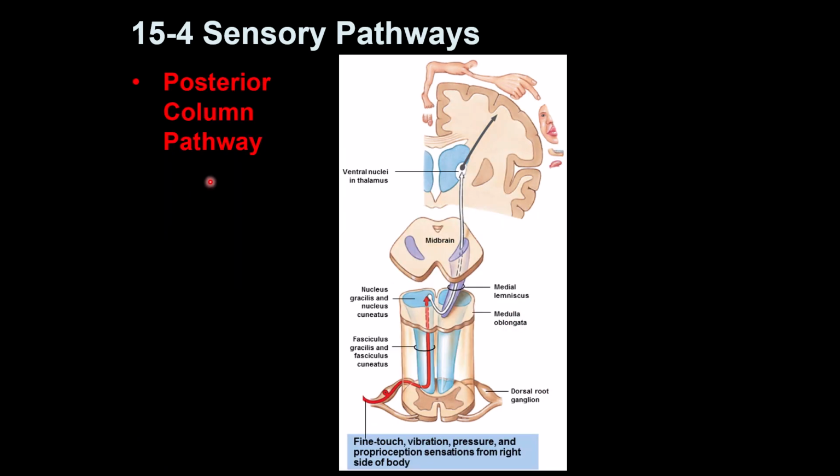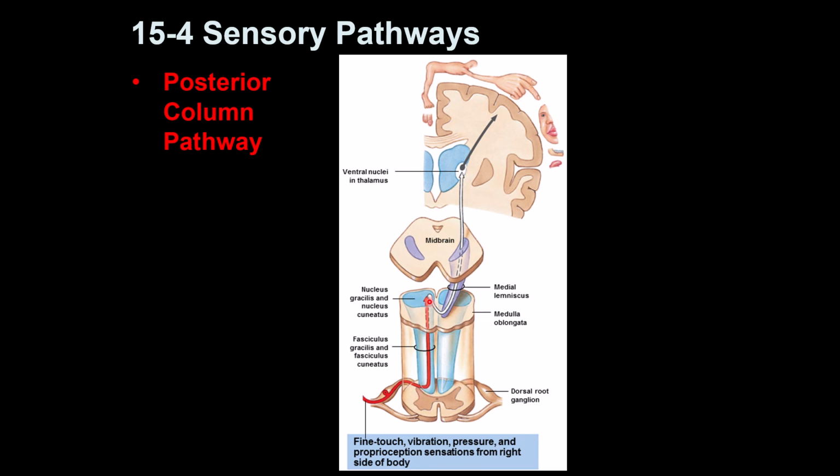Another pathway is called the posterior column pathway. This is for fine touch, pressure, vibration, and proprioception. The first order neuron is located in the dorsal root ganglion. It enters through the dorsal horn, but does not synapse there. The fiber goes to the dorsal column.